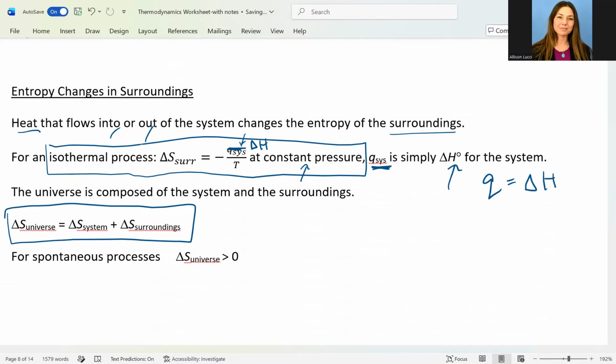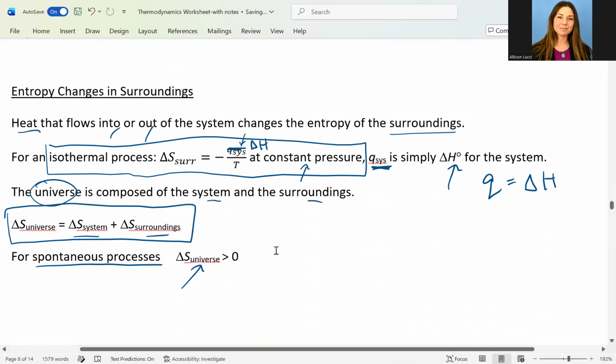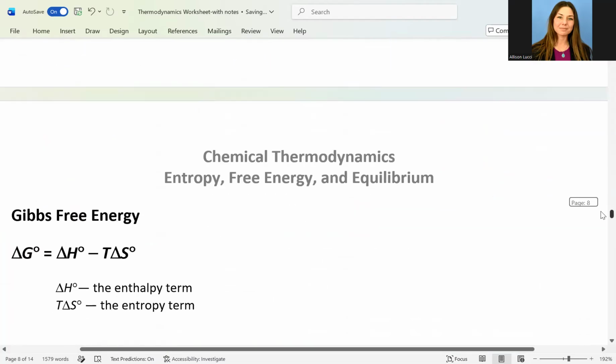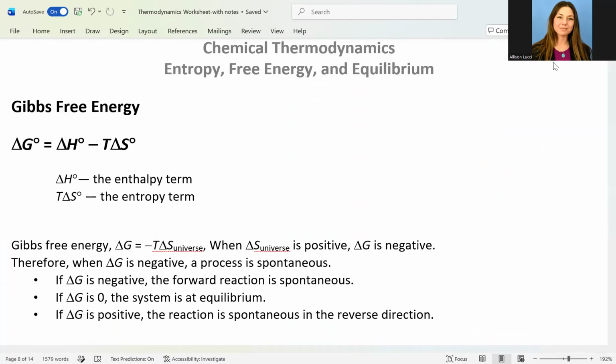The entropy change of the universe is the sum of the change of the system and the change of the surroundings. The universe itself is composed of the system and the surroundings, so that's the entire known universe. For spontaneous processes, we talked about this before, the entropy of the universe is greater than zero. That means that the entropy is increasing in the universe. And we know, therefore, that spontaneous processes are generally irreversible because of this. We'll continue next time with our next topic on Gibbs free energy.